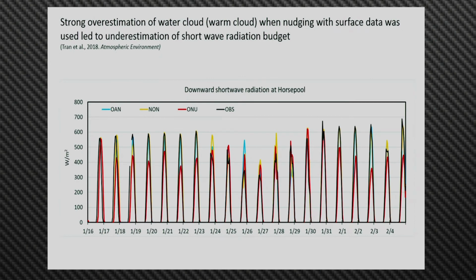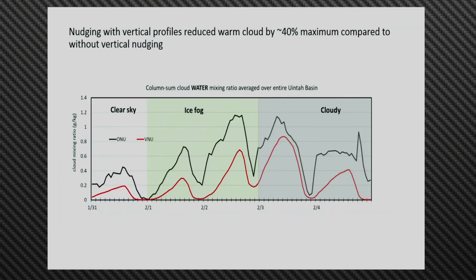Because the nudging emphasized the overestimation of warm cloud, it led to underestimation of shortwave radiation. That's not what we want to use for chemistry models. So definitely we need to figure out a way to fix it. As you can see, the red line is a lot lower than the black line. The black line is the observed data. And this reason made us evolve our study into a second stage.